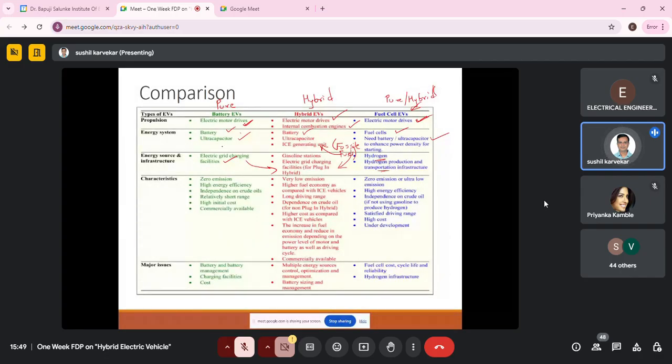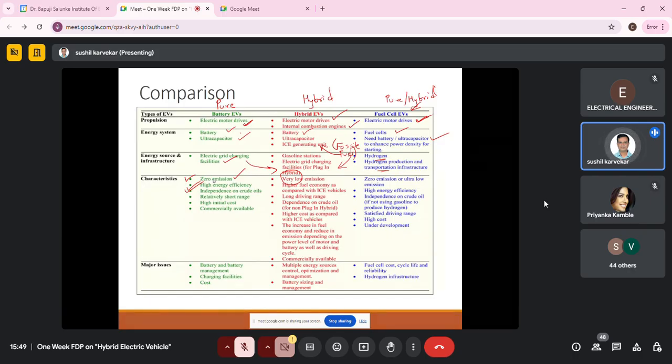Then we are going to speak about the characteristics. So it's going to be zero emission. Here the words very low are used because if it's a hybrid, then as compared with pure electric vehicles, the emission would be lesser. Next aspect that we need to discuss is the higher energy efficiency. So that is there. Next, we have independence from crude oil. Complete independence is possible in the case of pure electric vehicles. So that is there.